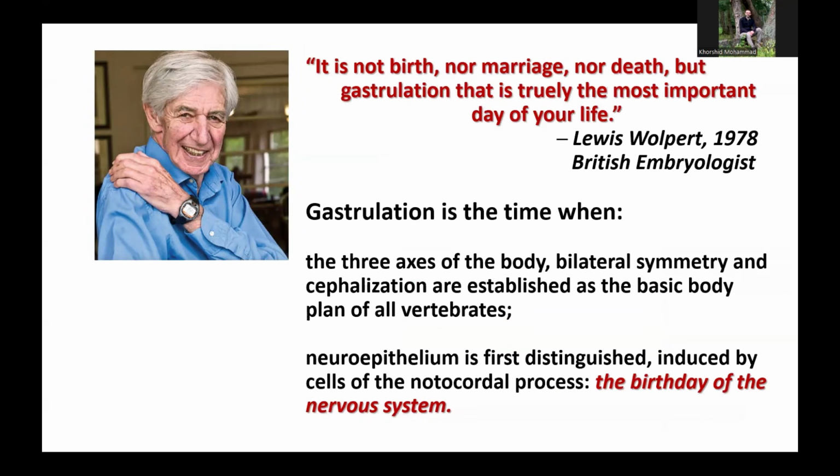And so that was gastrulation. Gastrulation is important because it's when the three axes of the body and of the nervous system are formed, and it also first distinguishes neuroepithelium as different from any other part of the developing embryo. So it's the birthday of the nervous system. And this is a famous quote from Lewis Wolpert, who's a famous British embryologist, that I find important.